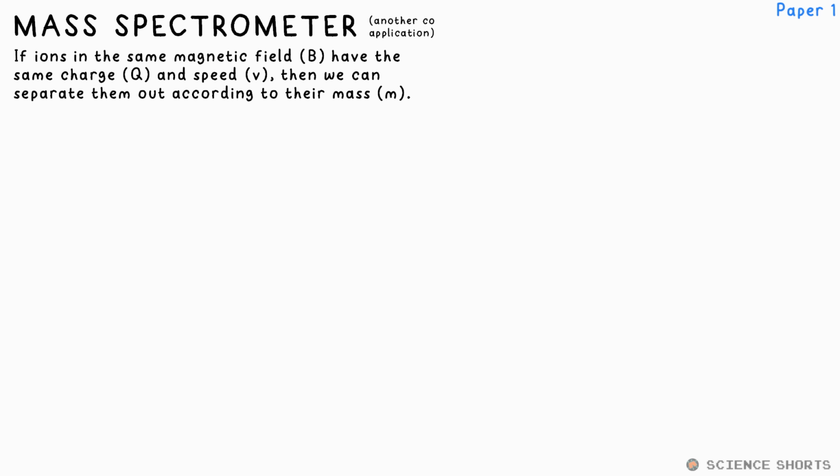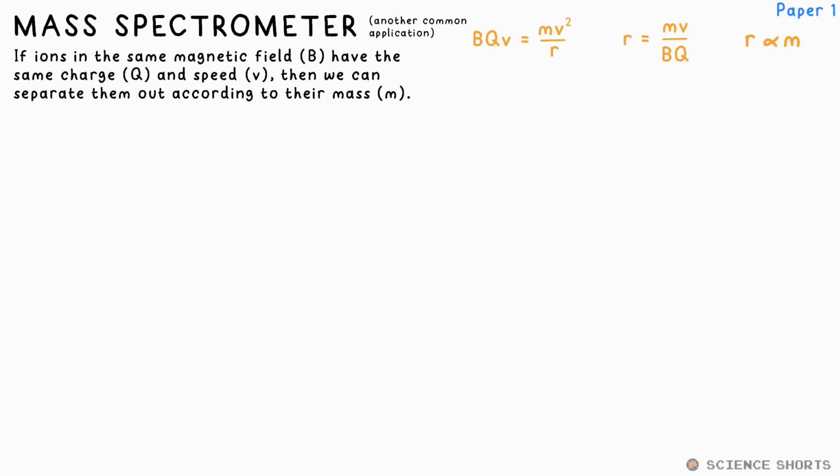We can determine what particles we have in a substance by putting them through a mass spectrometer. As BQV equals mv squared over r, we see that r equals mv over BQ. If v, B and q are the same for all particles, then the radius of circular motion is proportional to the mass of the particle.